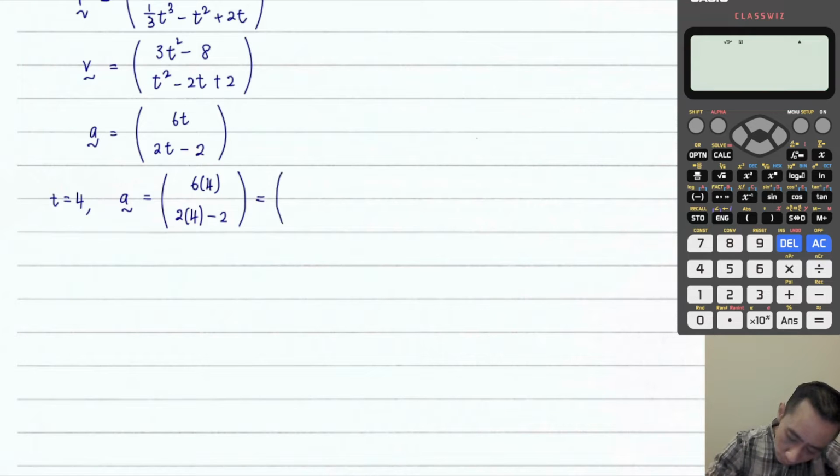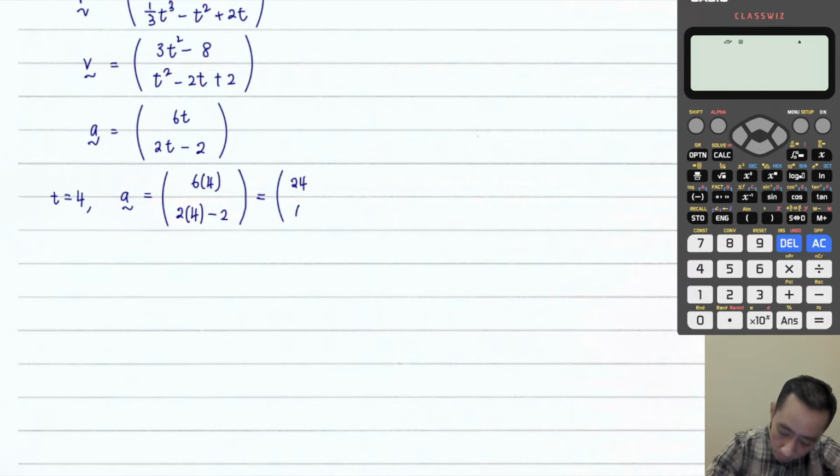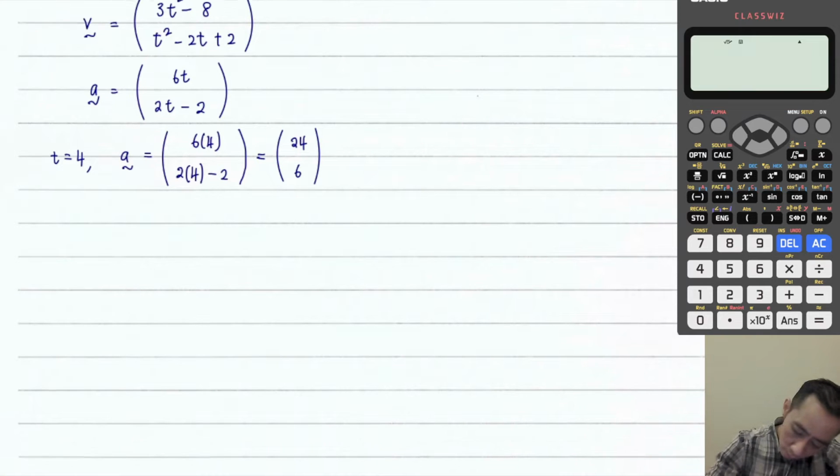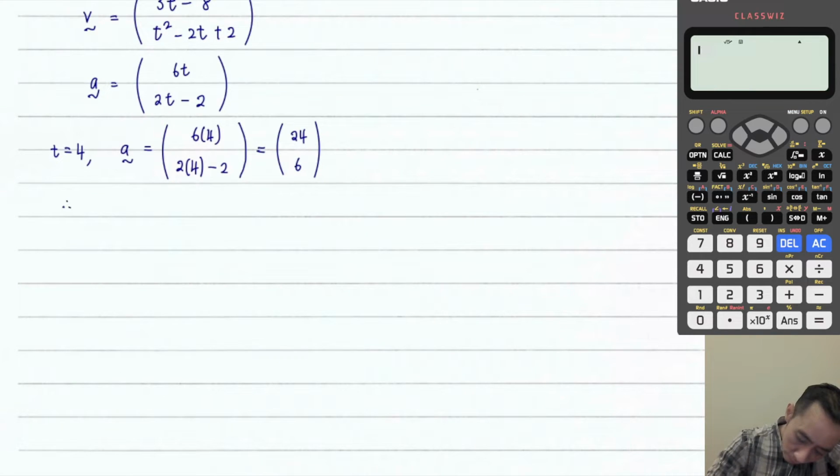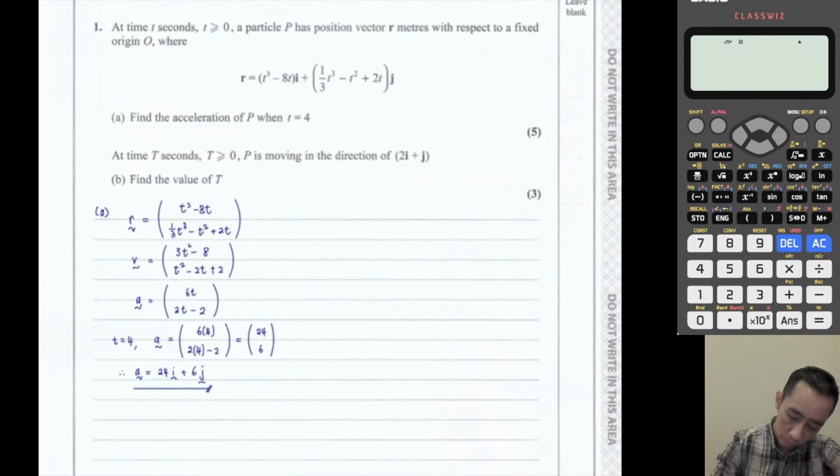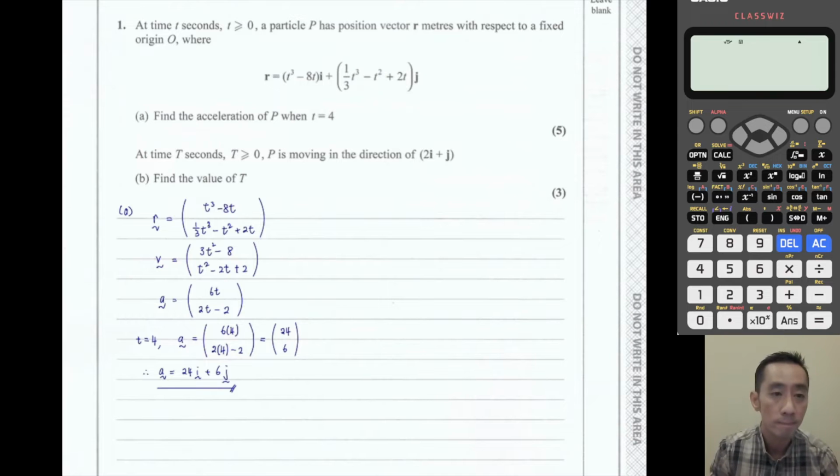So which is equal to 24. So 2, 4, 8, 8 minus 2 is 6. So which means the acceleration is 24i plus 6j. So this is for part A, to find the acceleration of particle P.